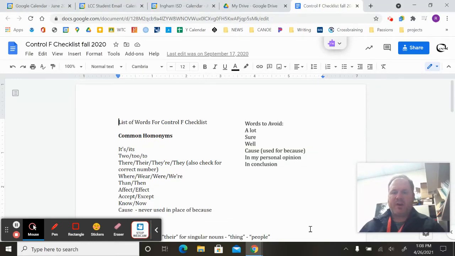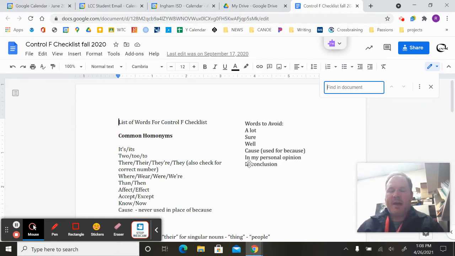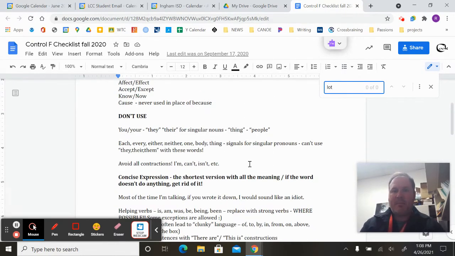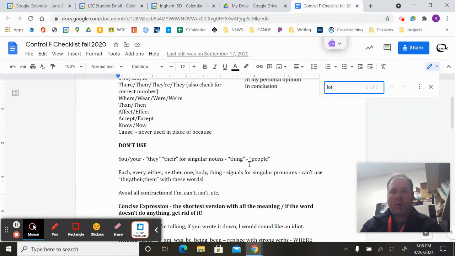Okay, this is a quick video to explain how to use the Control F checklist. In any Google Doc or Word program for that matter, you can hit Control F and a little box appears. And I've developed a system for typing things into this little box that get highlighted in your essay. So, for instance, if I type the word lot, I will see wherever that weird word appears.